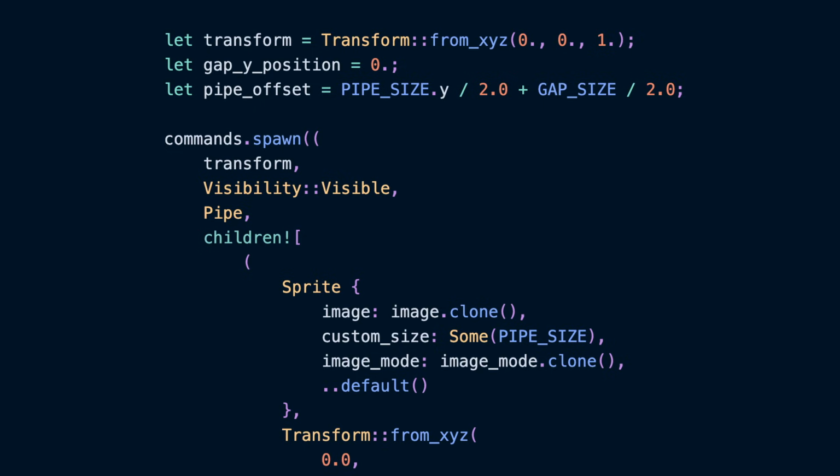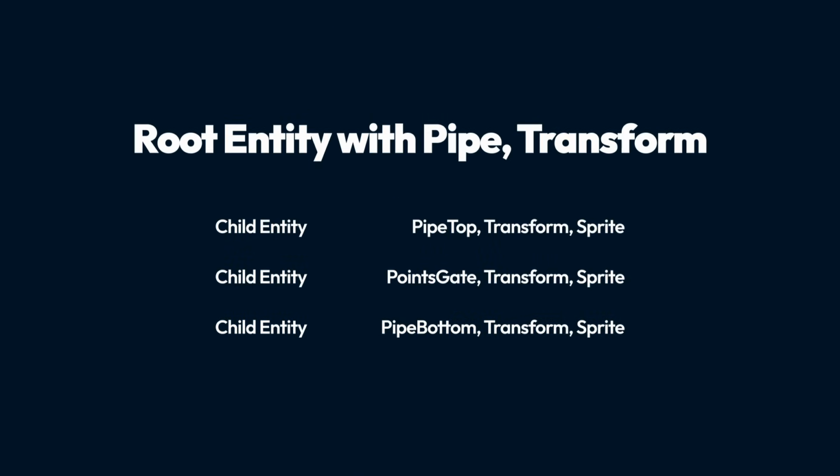In this case, we have a root entity with transform and pipe components with 3 child entities. The hierarchy looks something like this, with the root entity having the pipe and transform components, and 3 children, the first of which has a pipe top, transform, and sprite, the second of which has a point sensor, a transform, and a sprite, and the third of which has pipe bottom, transform, and sprite.